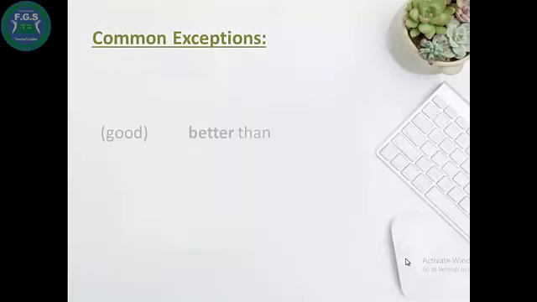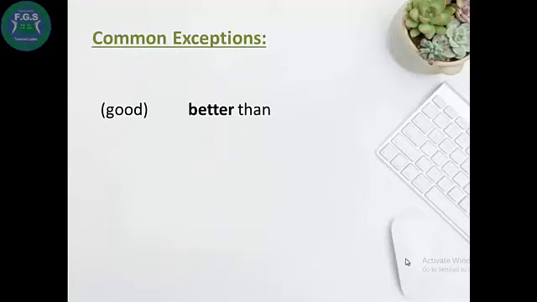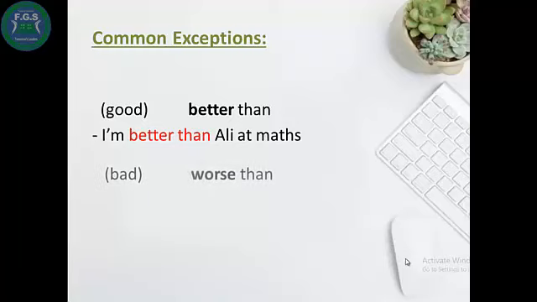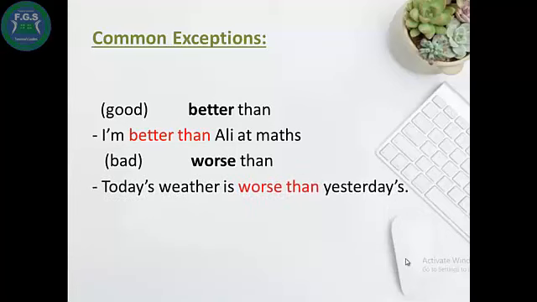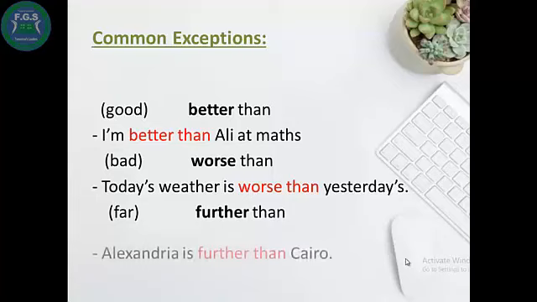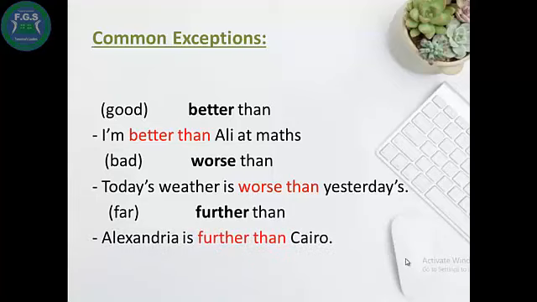Common expressions. Good becomes better than. I am better than Ali at math. Bad becomes worse than. Today's weather is worse than yesterday's. Far, further than. Alexandria is further than Cairo.